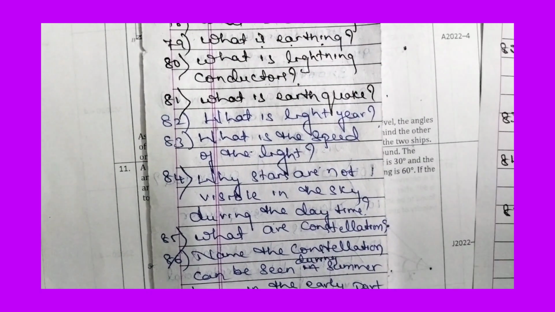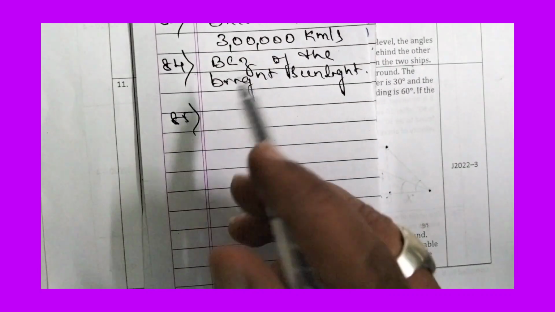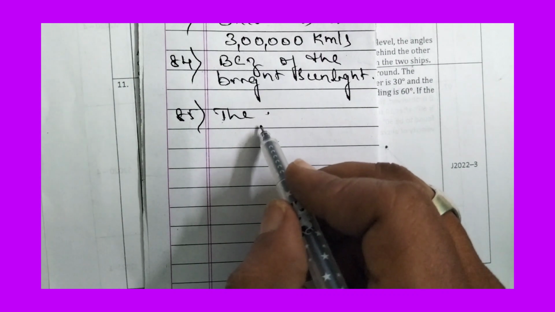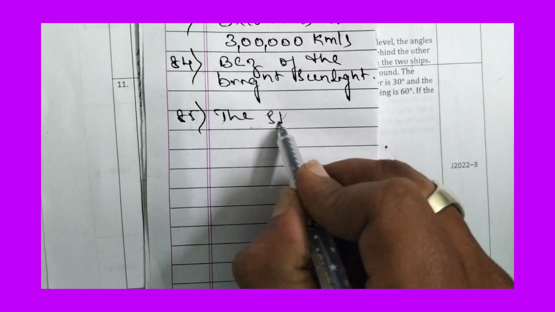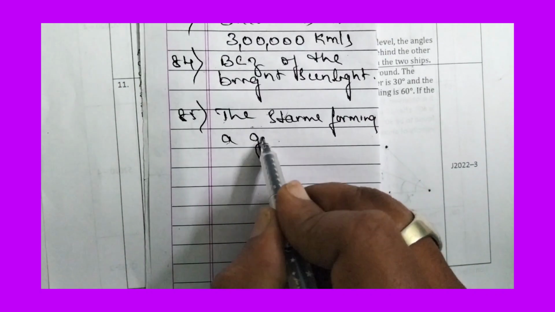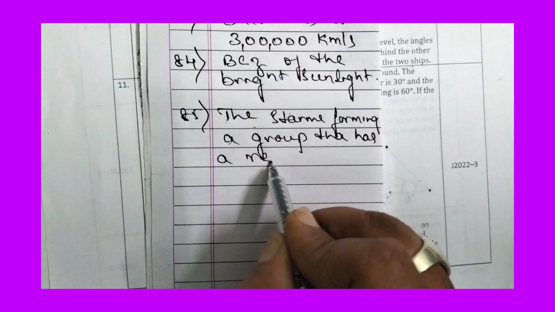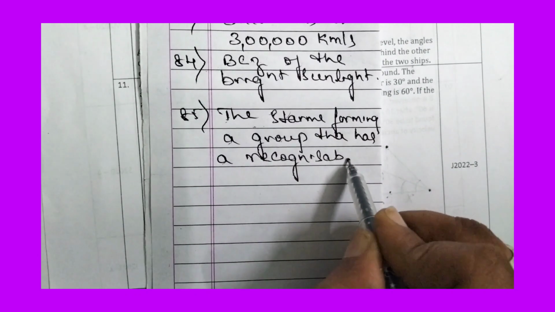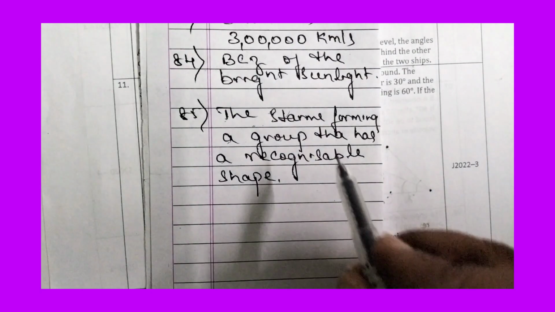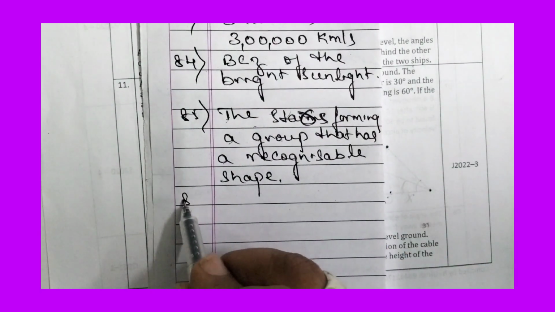Then the 85th question. The 85th question is, what are constellations? Let us answer the 85th question. The constellation is defined as the stars forming a group that has a recognizable shape. The stars forming a group that has a recognizable shape is called a constellation.